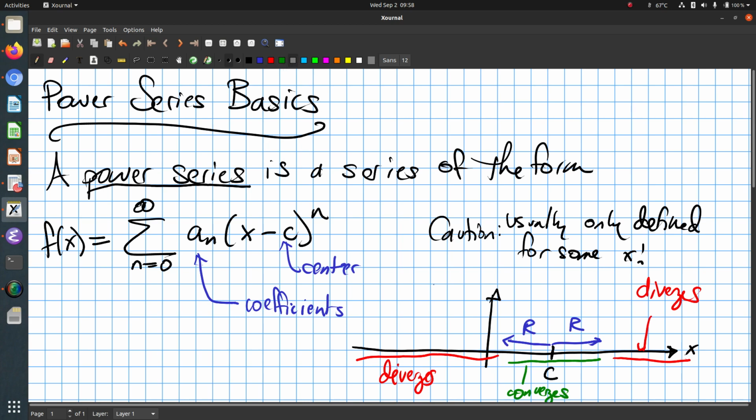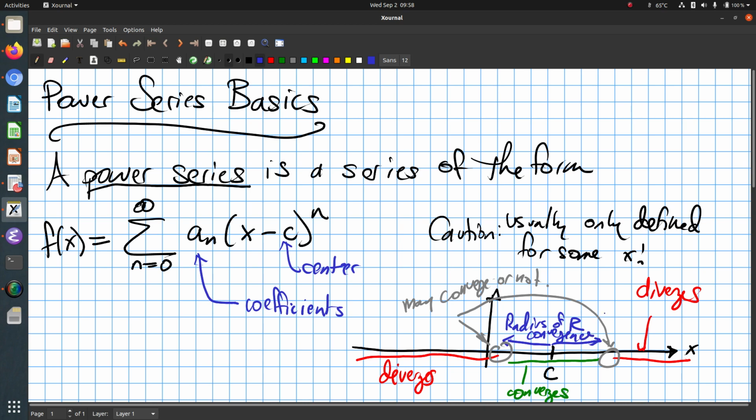And at the endpoints, well, you've got to check. It may or may not converge or diverge. So these endpoints may converge or not. You need to check. This r, capital R, is called the radius of convergence.